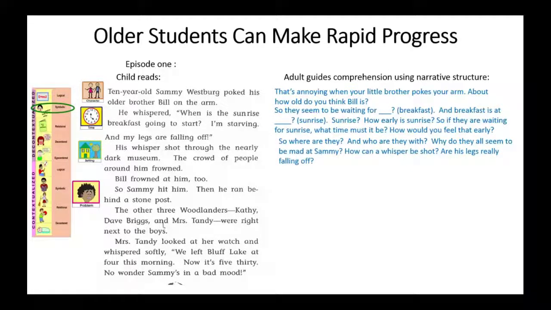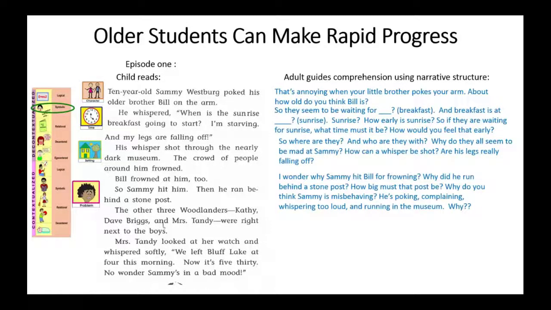"Bill frowned at him too, so Sammy hit him. Then he ran behind a stone post." So we're starting to see that Sammy's behavior is getting to be a real problem. A lot of things might need to be discussed, like where's this stone post coming from, or why would you have a stone post in a museum, etc. So you identify the problem of the episode and you start talking about some of those things that the child might not be turning into imagery.